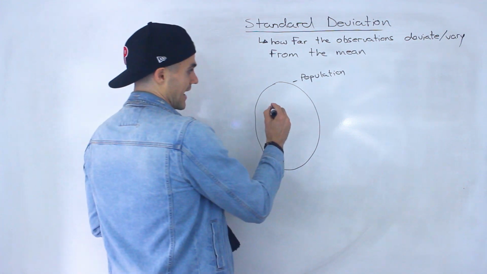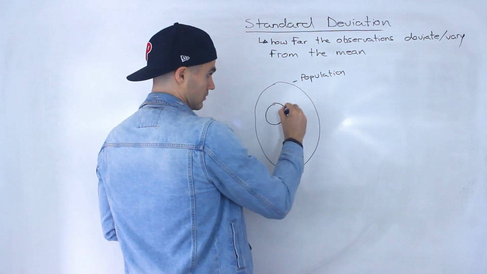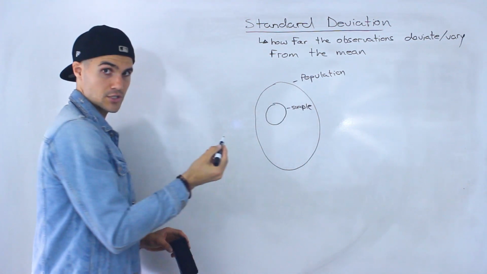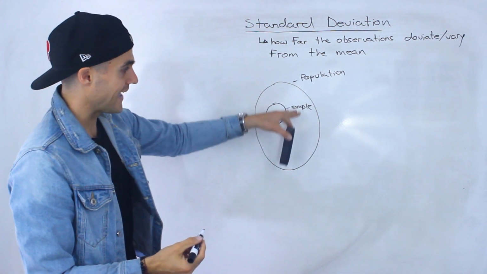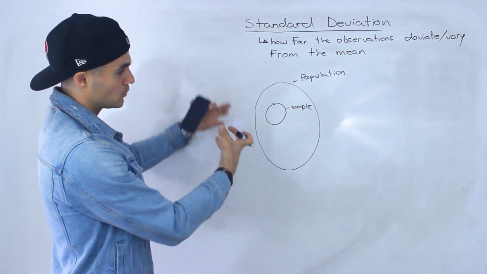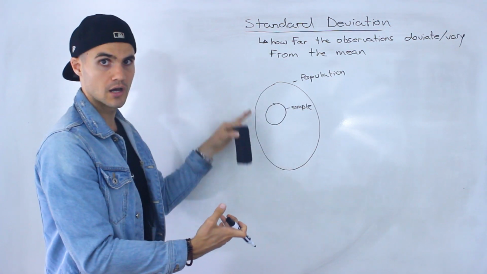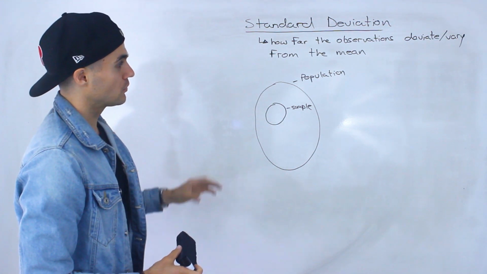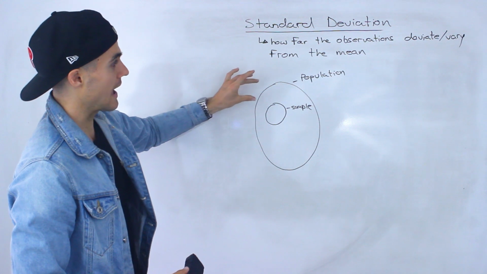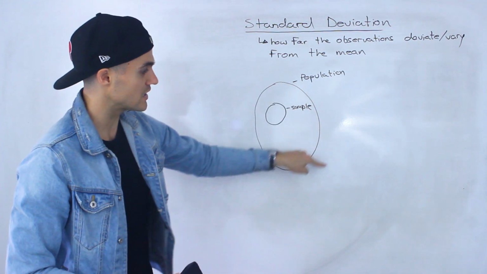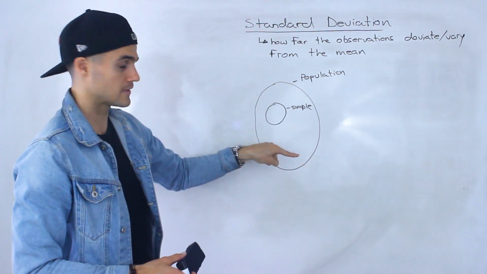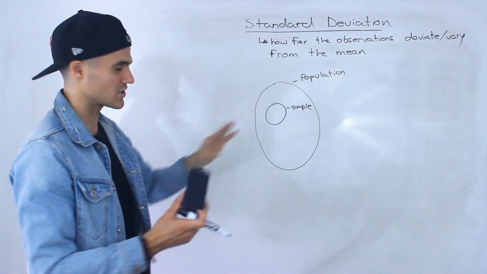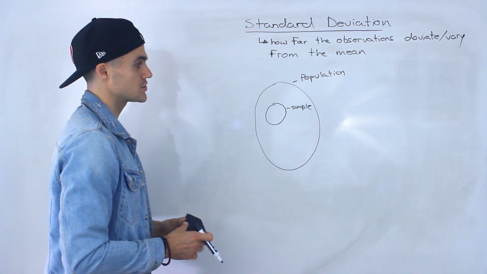So what we do in stats is we take a sample from the population, we analyze the sample, and then we make a general conclusion about the population. So that's pretty much how stats works. And so what we're going to be talking about is how do we calculate the standard deviation for a whole population, and how do we calculate the standard deviation for a sample? There's a couple of small differences between the two.